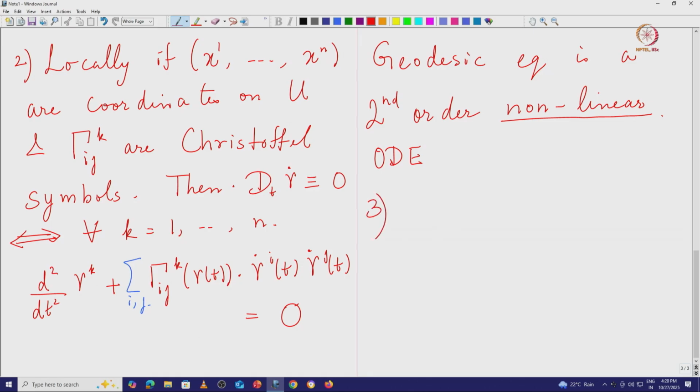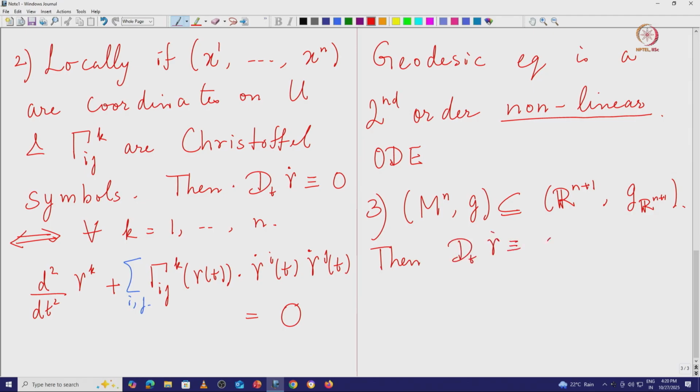All right, and then the third point is that if you are looking at an embedded submanifold, then this being 0 is equivalent to the statement that the acceleration vector is perpendicular to the tangent space at each gamma of t. Okay. So this is sometimes useful in finding out geodesics of embedded Riemannian submanifolds. Okay.